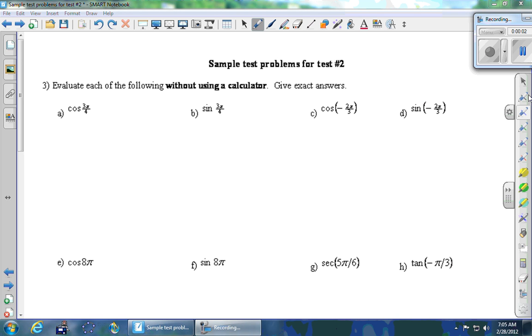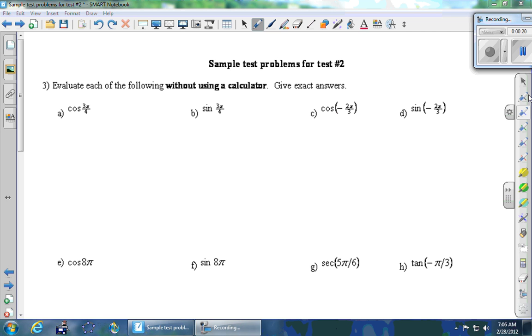This is problem number 3 on the sample test problems for test number 2. Evaluate each of the following without using a calculator. Give exact answers. For all or almost all of these questions, we're going to be using the unit circle, so make sure you have that handy. Pause the video here if you don't have it yet.